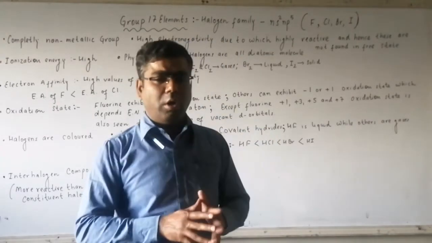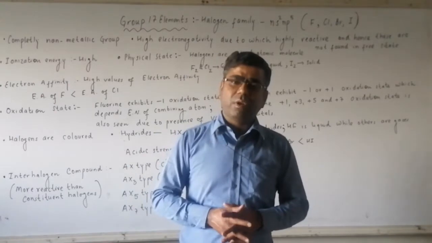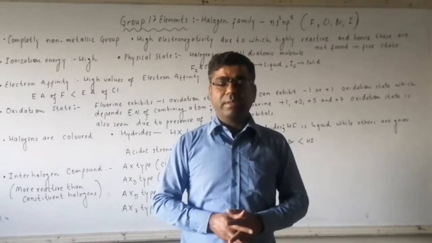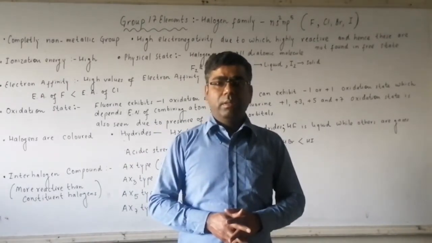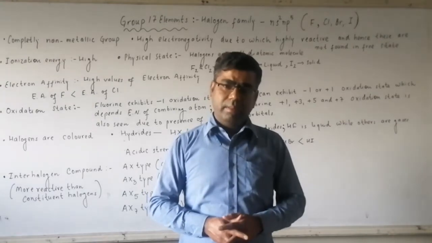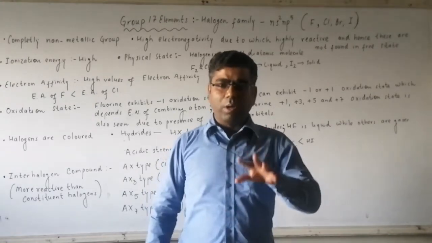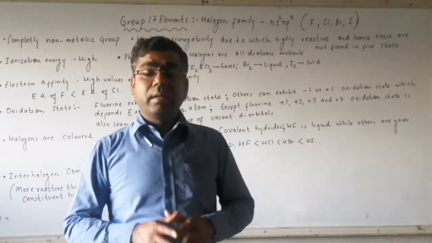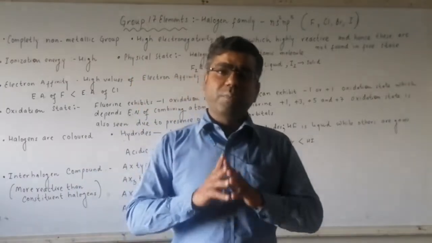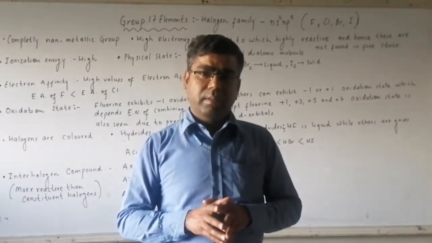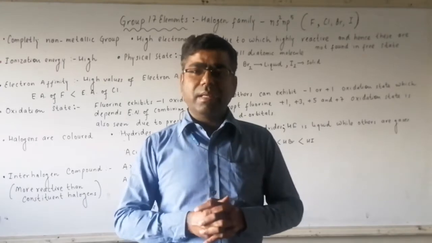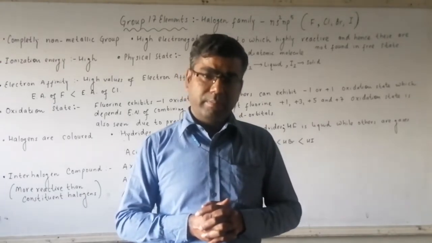Halo stands for salt and gen stands for producer or generator. These elements, being non-metallic, combine with metals to form salt. That's why these are called halogens.